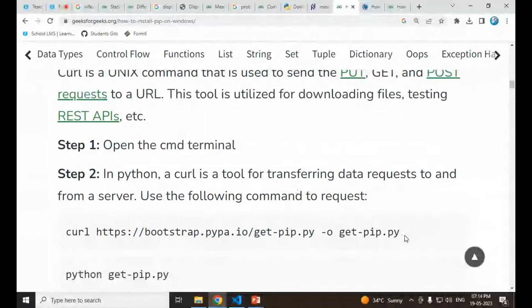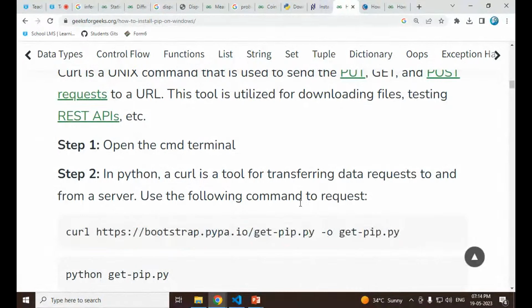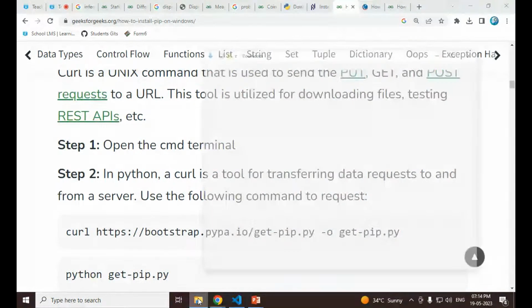Yes, sir. Can we check by going into the C drive, into the Python folders? No, you cannot check it, I think. Yes, there will be a pip folder being created.